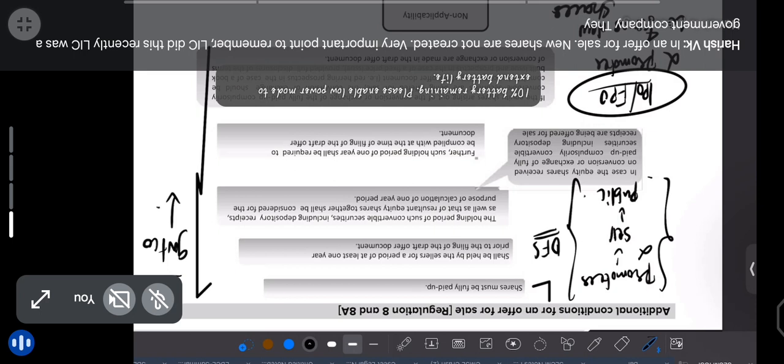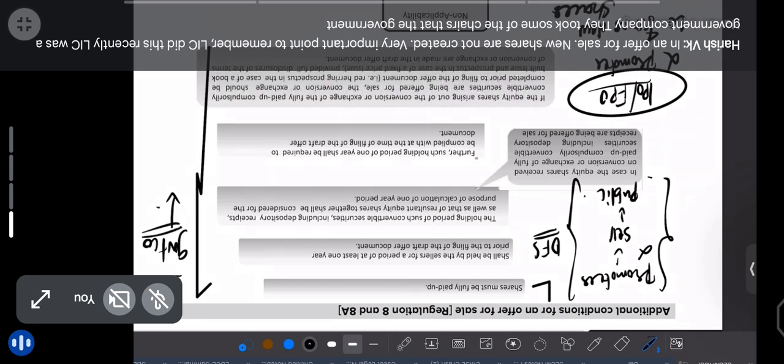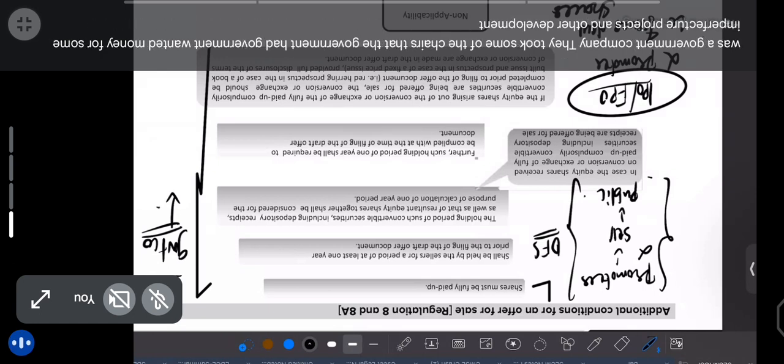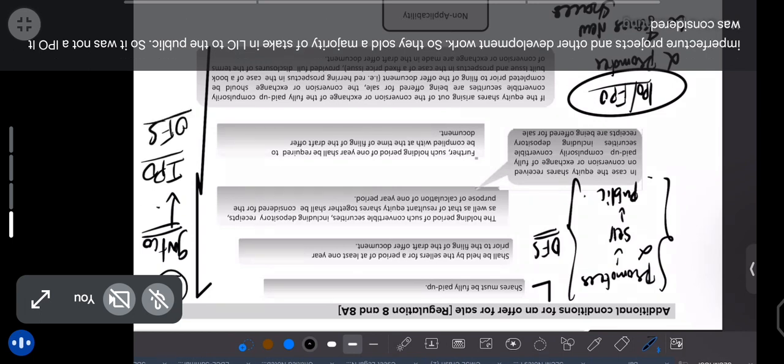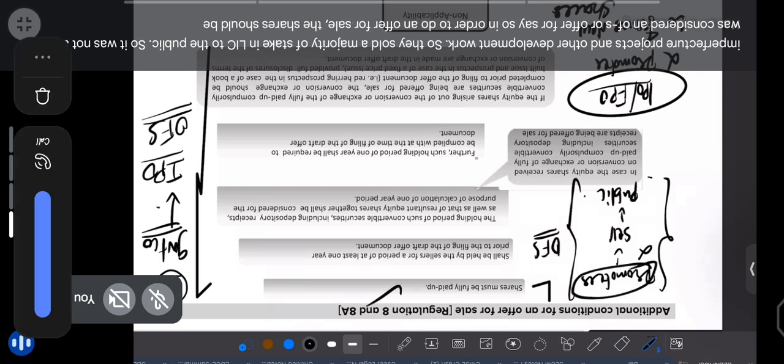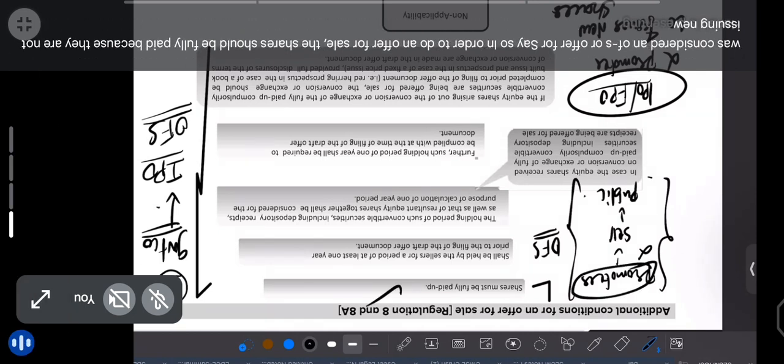They took some of the shares that the government held. The government wanted money for some infrastructure projects and other development work. So they sold a majority stake in LIC to the public. It was not an IPO, it was considered an OFS, or offer for sale. In order to do an offer for sale, the shares should be fully paid up because you're not issuing new shares, you're just selling your existing shares.